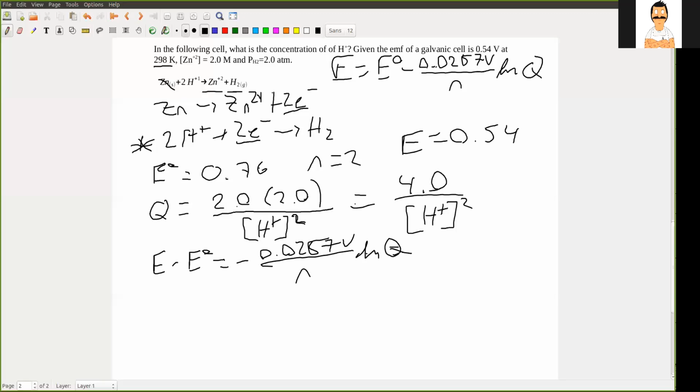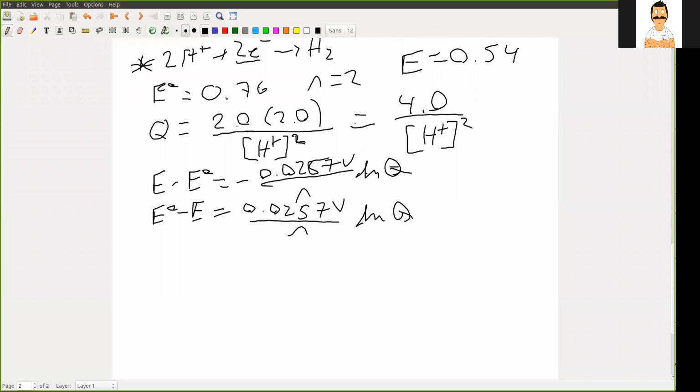We can multiply both sides by -1 so that it's E naught minus E is equal to 0.0257 volts over N, natural log of Q. And then we can multiply both sides by N and divide both sides by 0.0257 volts. So we'll do that next. Now we have N times E naught minus E over 0.0257 volts is equal to the natural log of Q.